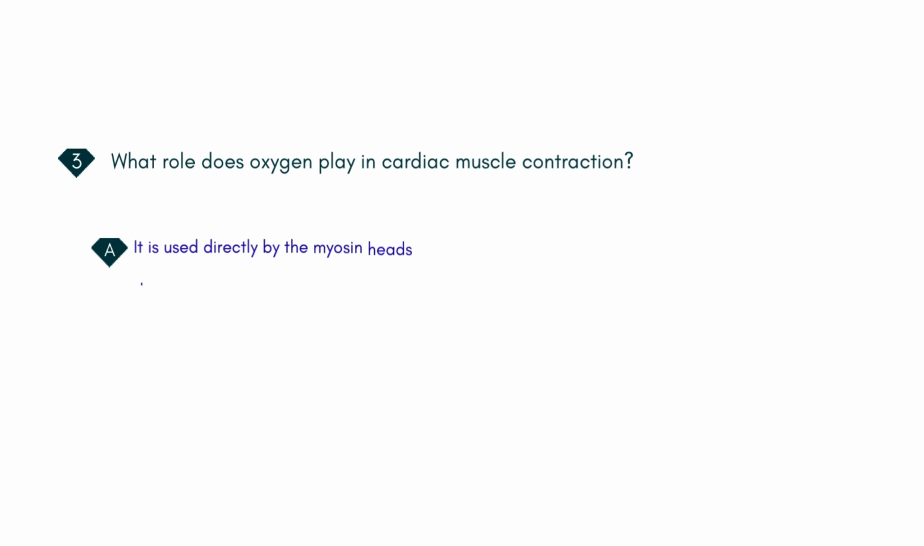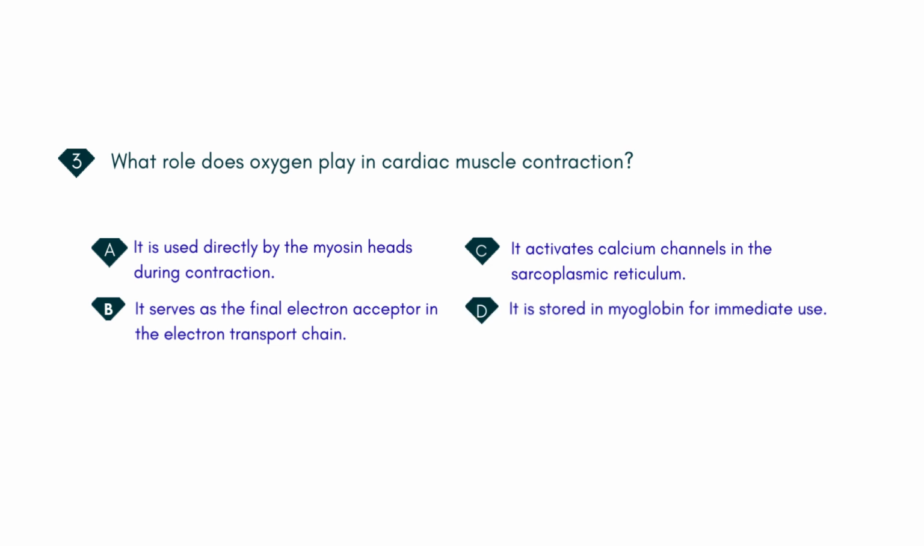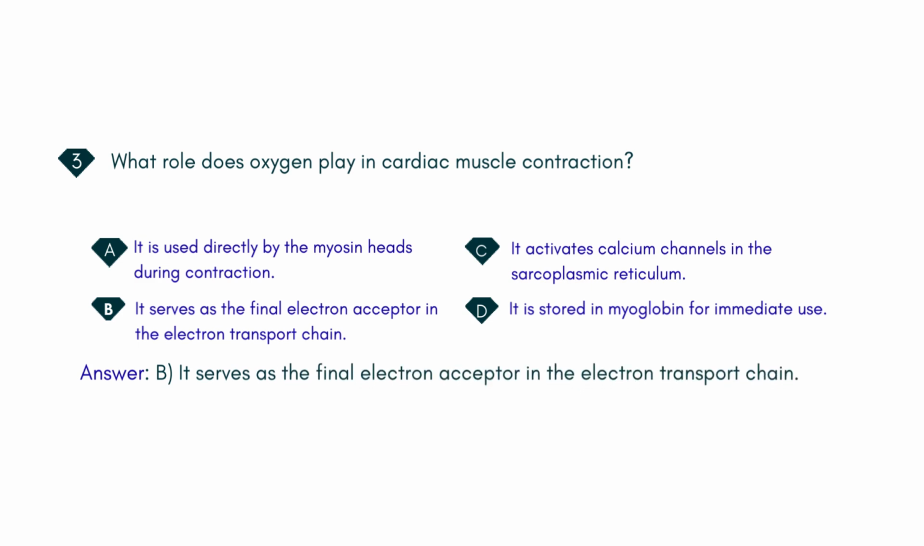A. It is used directly by the myosin heads during contraction. B. It serves as the final electron acceptor in the electron transport chain. C. It activates calcium channels in the sarcoplasmic reticulum. D. It is stored in myoglobin for immediate use. Answer B. It serves as the final electron acceptor in the electron transport chain.